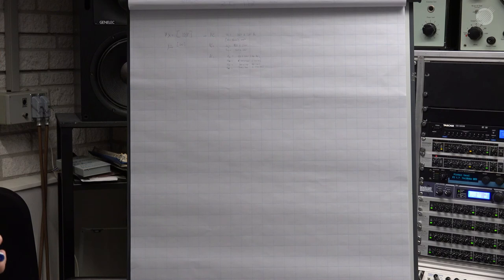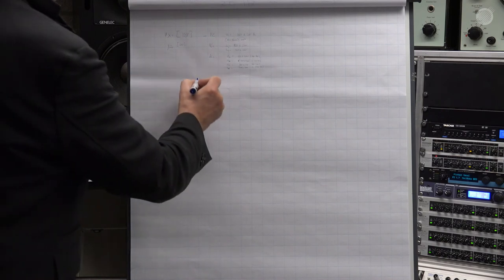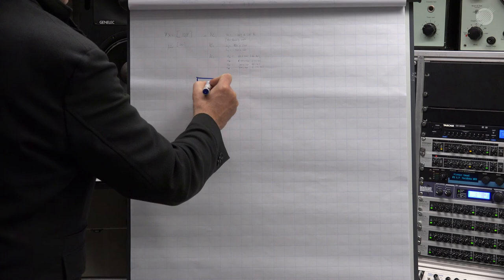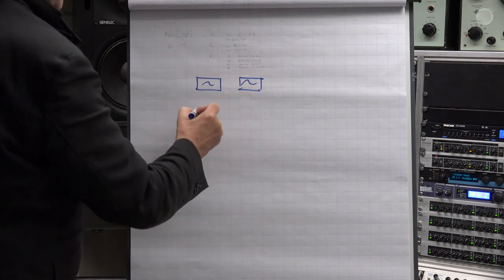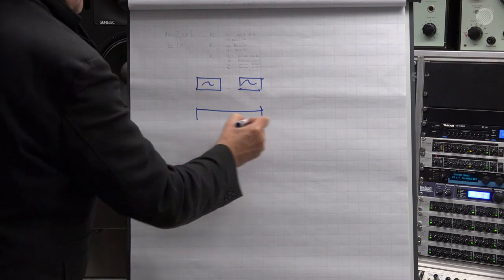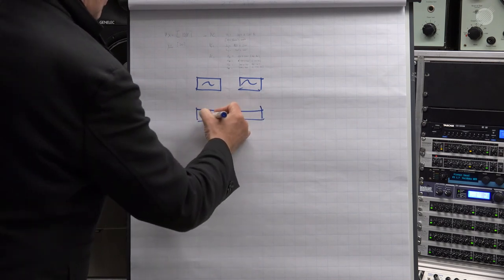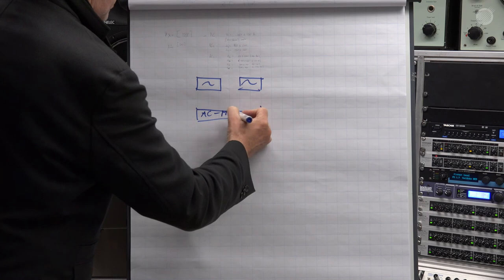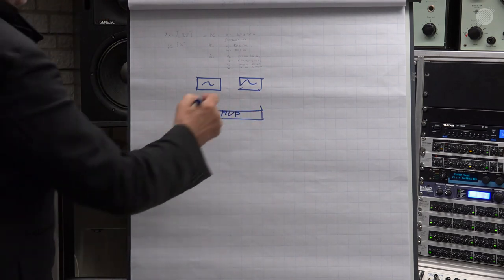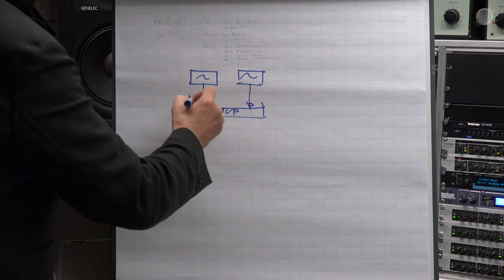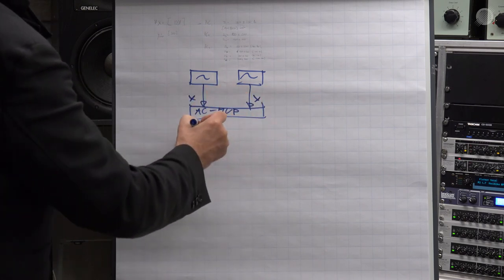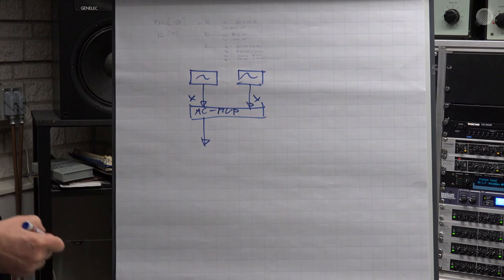So in the patch we are going to use, I'm going to connect two sine wave generators to an AC multiplier. This is the X input and this is the Y input. And then there is one output.